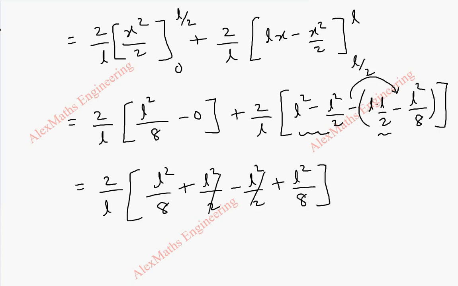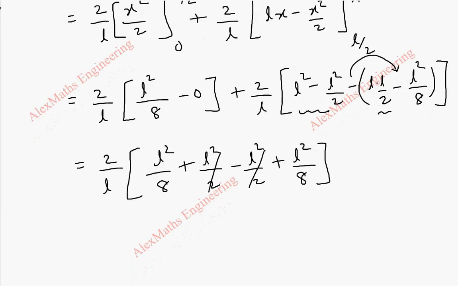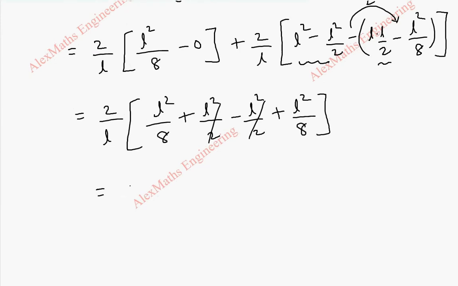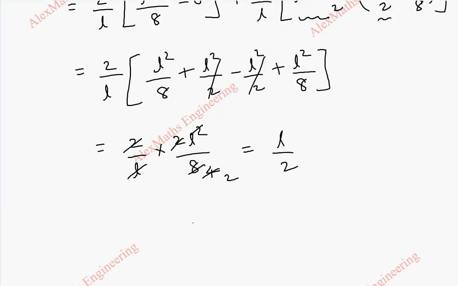So we can cancel these two, and adding the like terms, we get 2 by L into 2L square by 8. We can cancel this 4 times, we can cancel this 2 times, we can cancel this. So this is L by 2. So we got A naught as L by 2. So this is the first part.